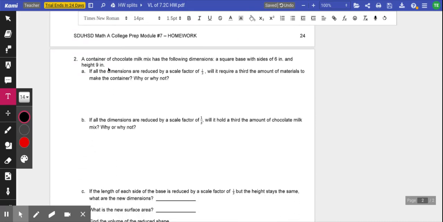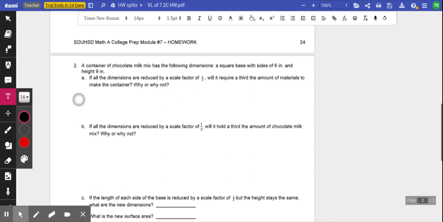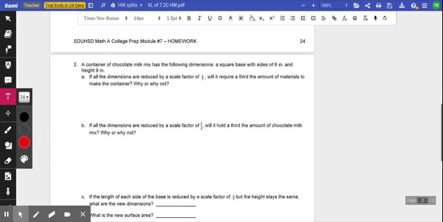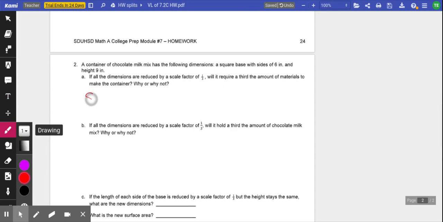Okay, number 2, a container of chocolate milk has the following dimensions: a square base with sides of 6 and a height of 9. If all the dimensions were reduced by a scale factor of 1/3, will it require a third of the amount in the material to make the container? Okay, so the dimensions being reduced to scale factor. So in this problem, I know that the scale factor is 1 to 3. Okay, and then, because I saw dimensions, that's how I know it's scale factor.